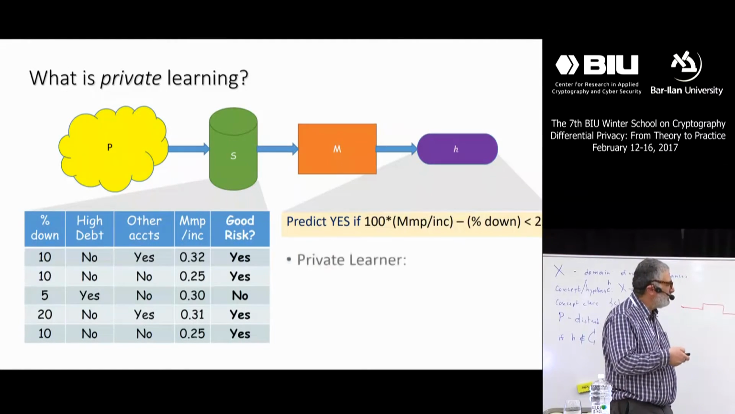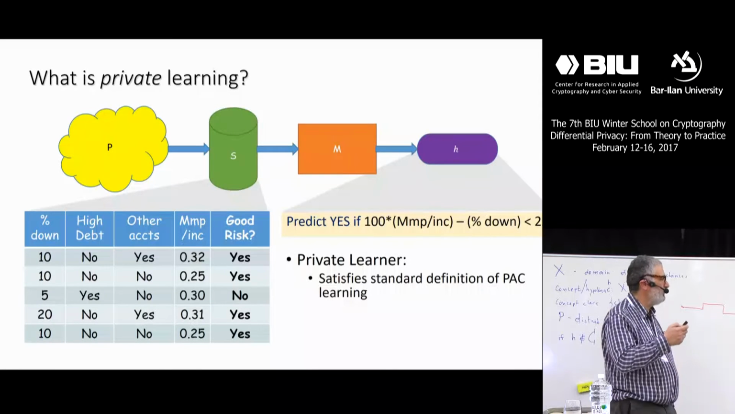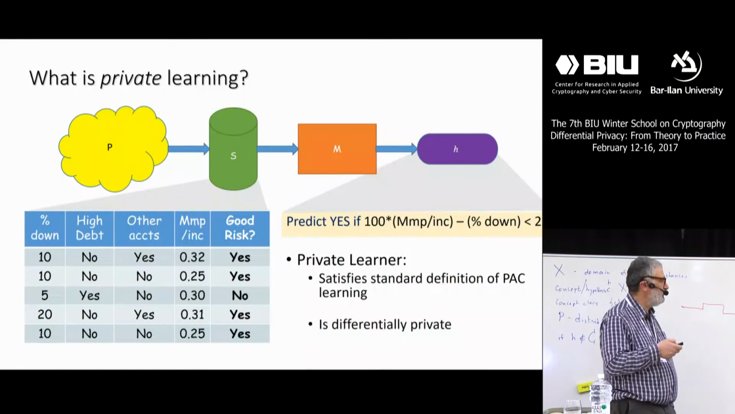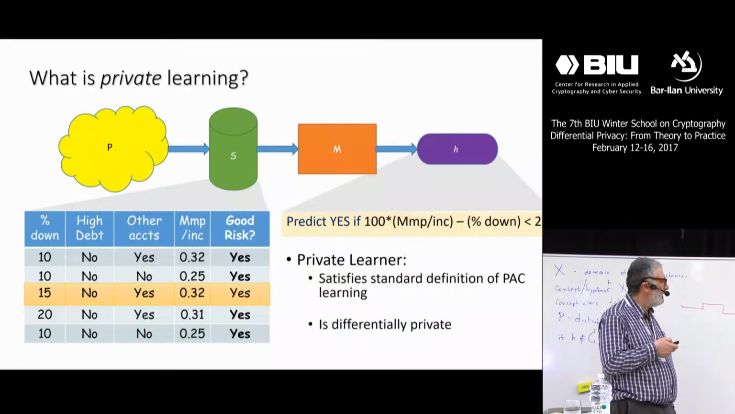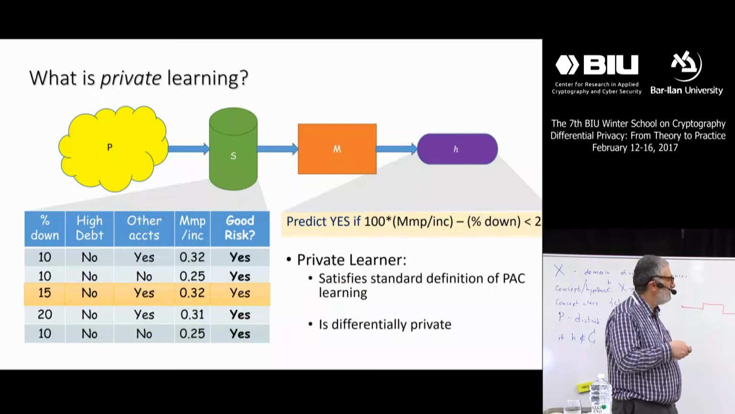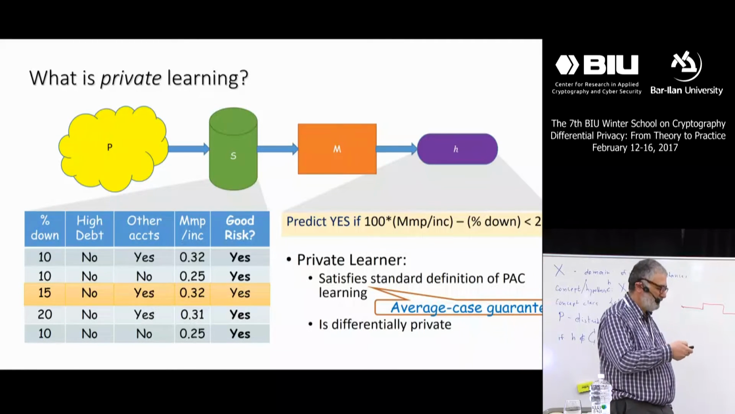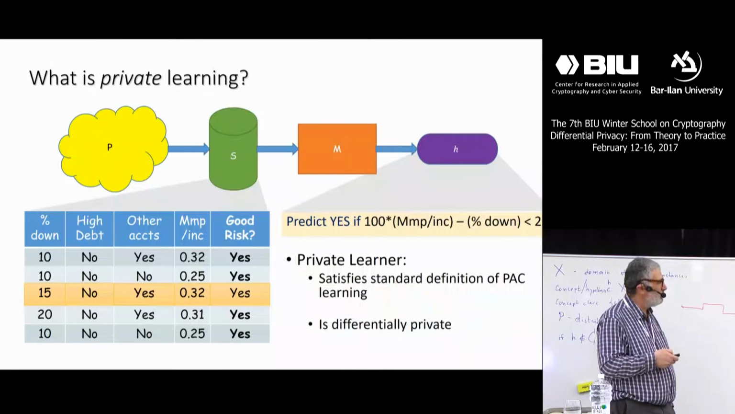And what we want is that it should be a PAC learner first, like it should be useful, and also it should satisfy differential privacy, in the sense that if one of the records is changed, maybe arbitrarily, now we're not talking about the case where this is taken from a distribution, but more generally, then the distribution over the hypothesis shouldn't change much. And these are two quite different kinds of requirements.